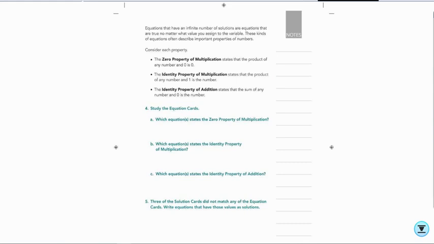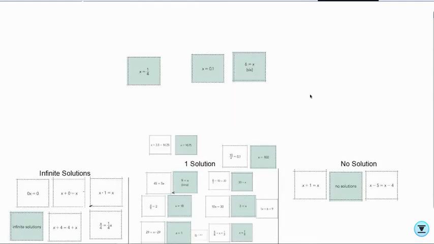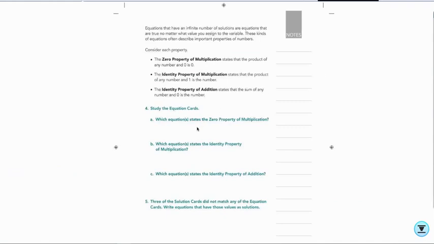In the next section, it says, consider each property. The 0 property of multiplication states that the product of any number and 0 is 0. So which equation states the 0 property? This is the 0 property. Anything times 0 is 0. That's going to be right there.